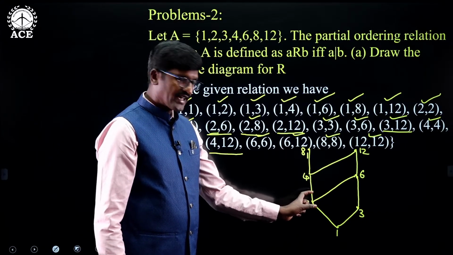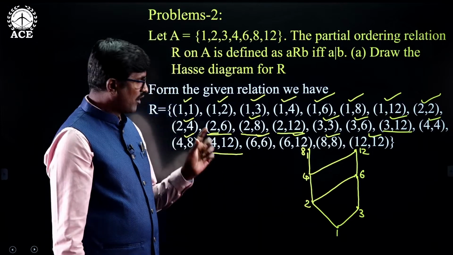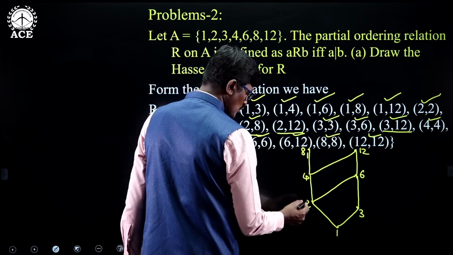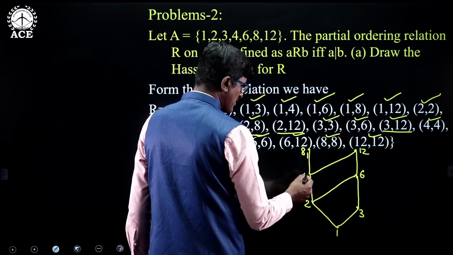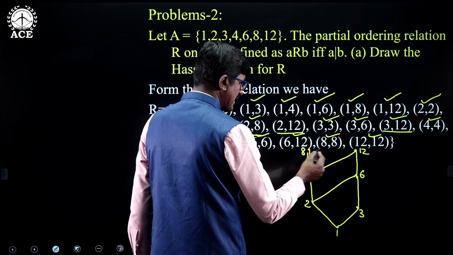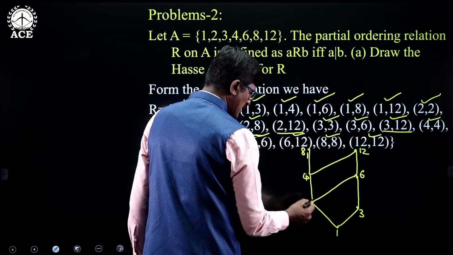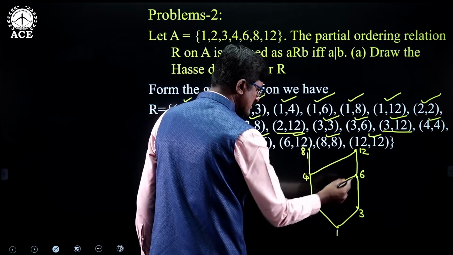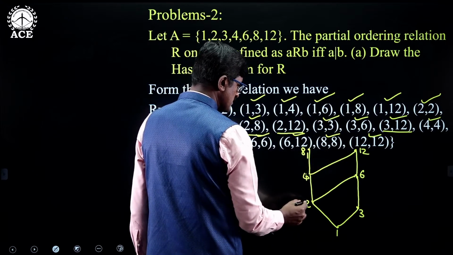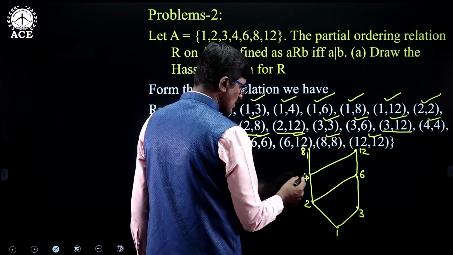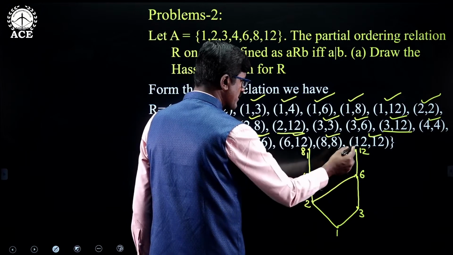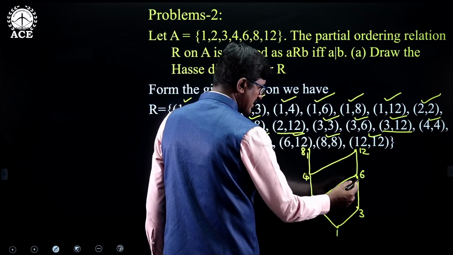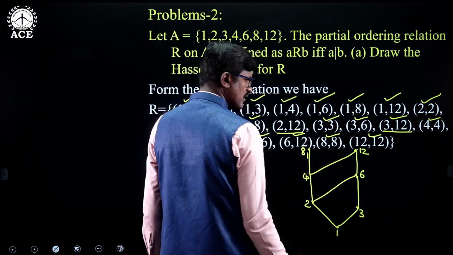Now look at this. This Hasse diagram is going to represent all the ordered pairs which are there in this partial relation. 1, 1, 2, 2, 3, 3, 4, 4, 6, 6, 8, 8, 12, 12. Next 1, 2, 1, 4, 1, 8, 1, 3, 1, 6, 1, 12. Next 2, 4, 2, 6, 2, 12, 2, 8. Next if we take 3, 3, 3, 6, 3, 12, over.